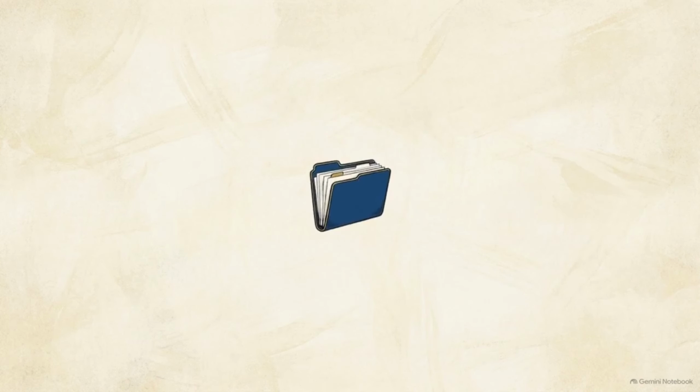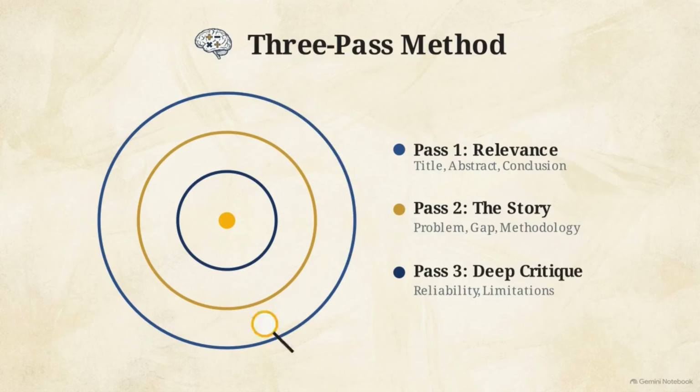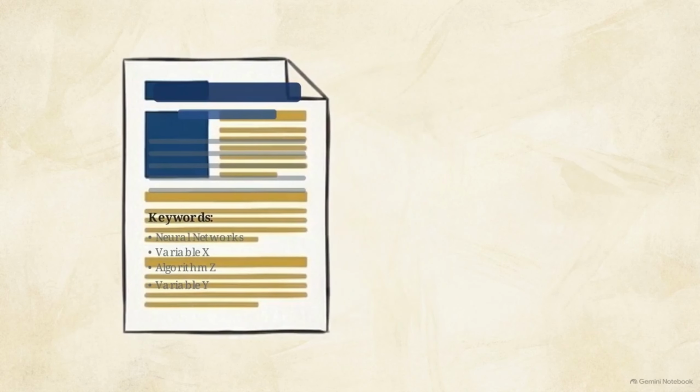To manage this workload, you can use a 3-pass method. Instead of trying to memorize every sentence, you read at 3 different levels to strategically extract the information you actually need. The first pass determines relevance.